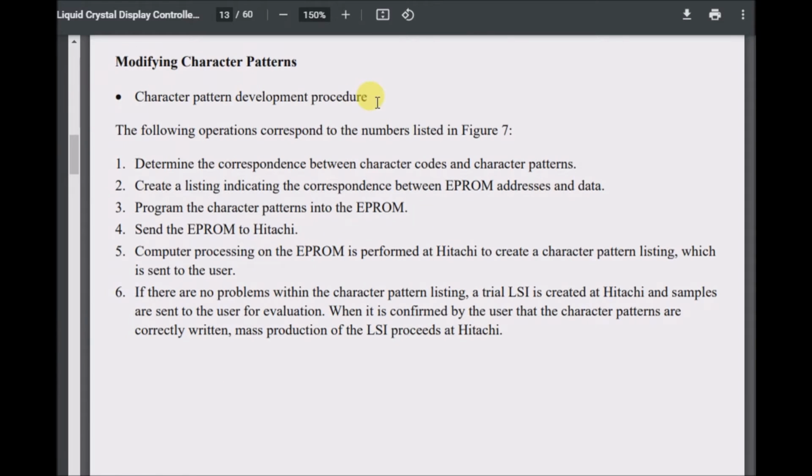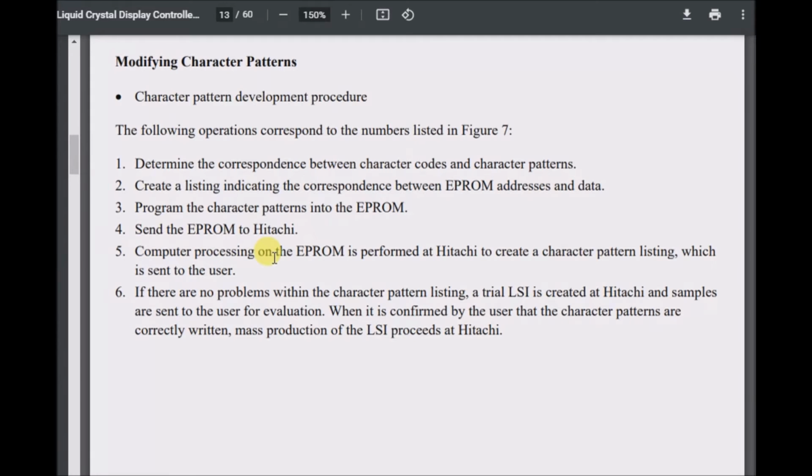Modifying character patterns. Character pattern development procedure. The following operations correspond to the numbers listed in Figure 7. Determine the correspondence between character codes and character patterns. Create a listing indicating the correspondence between EEPROM addresses and data. Program the character patterns into the EEPROM. Send the EEPROM to Hitachi.